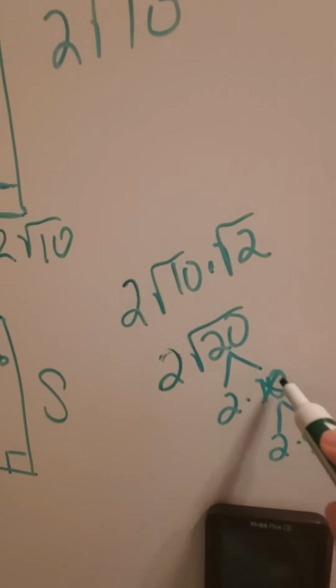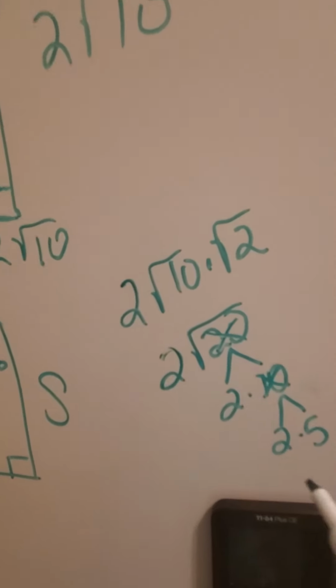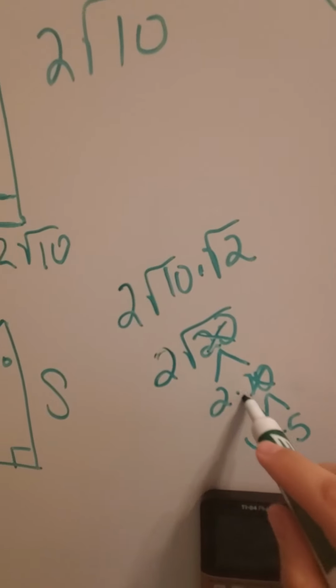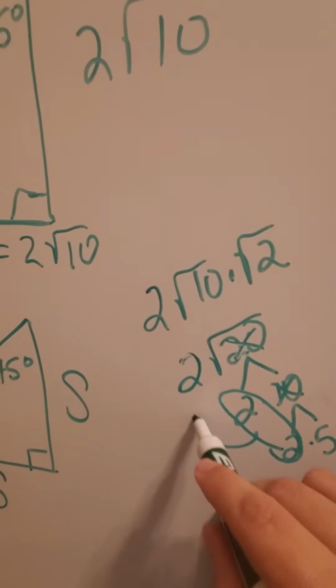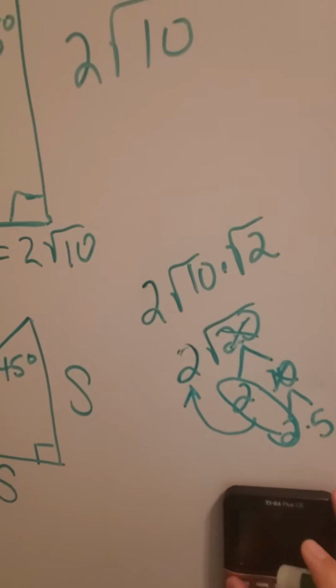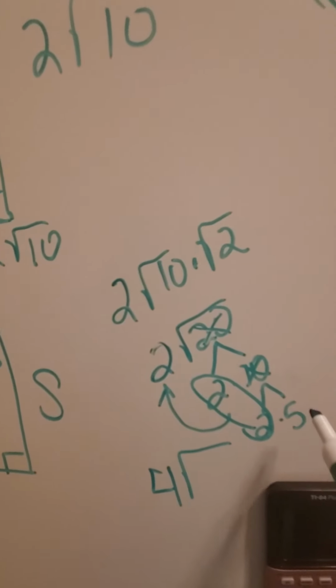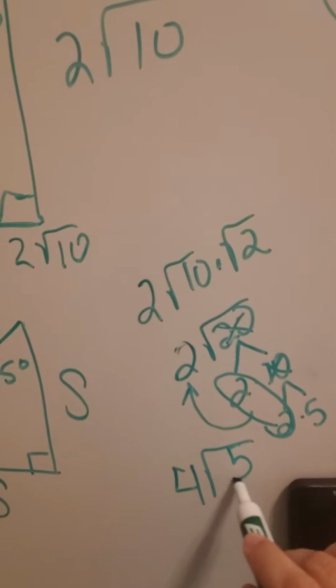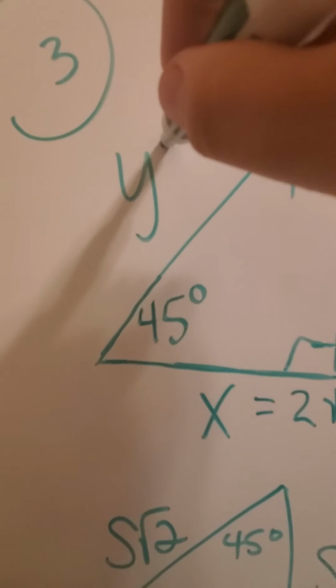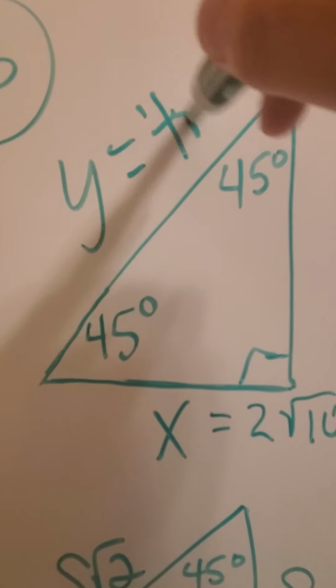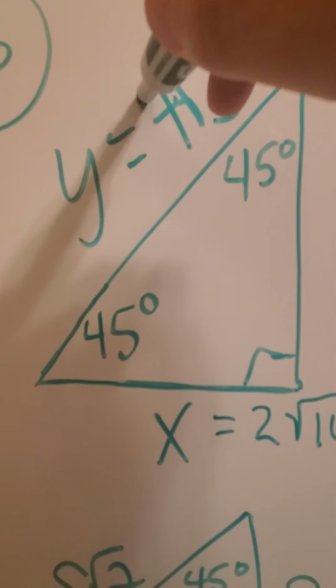Okay, so I broke down 10, I broke down 20. So I got a pair of 2's. If I have a pair, they can come out with this other 2. So 2 times 2 is 4. And I'm left with 5 on the inside. So then y would equal 4 square roots of 5.